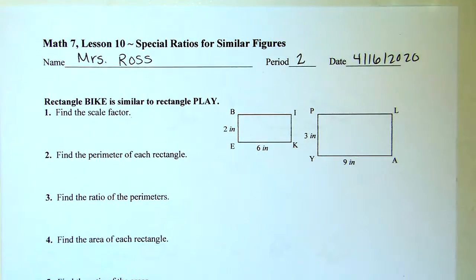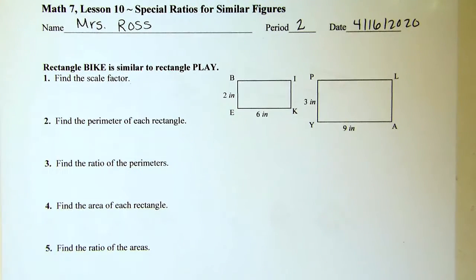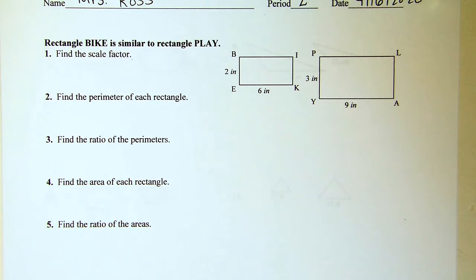All right. So here, I'm going to go ahead and lead you through numbers 1 through 5. The reason I'm going to lead you through numbers 1 through 5 is because it's going to guide you in everything that you need to do for numbers 6 through 11, as well as number 12. Okay, so here we go.